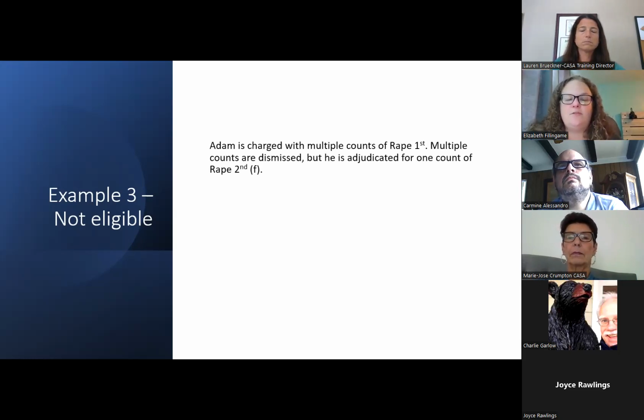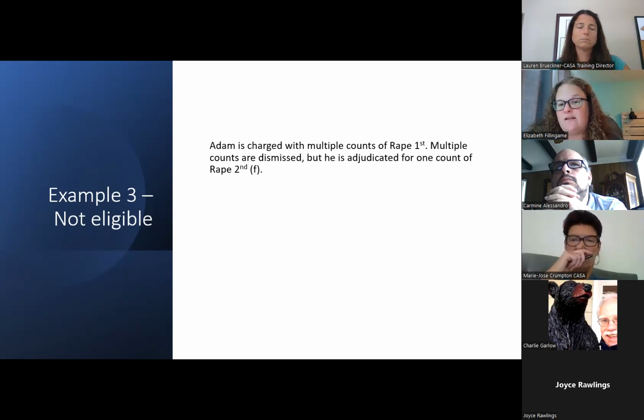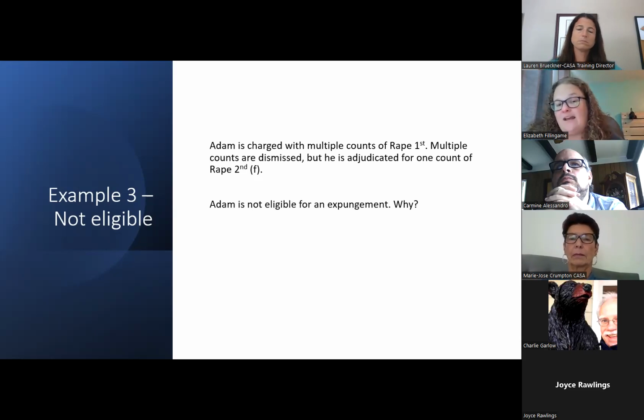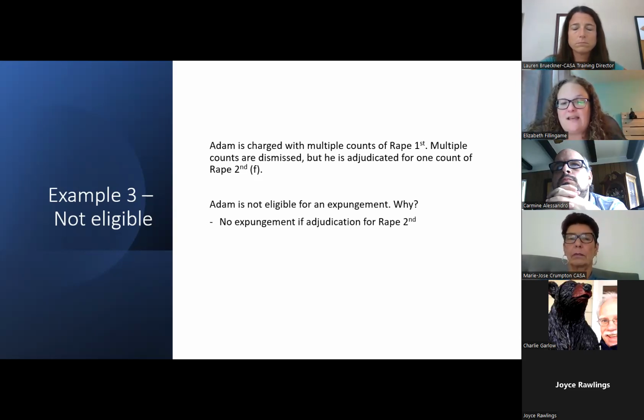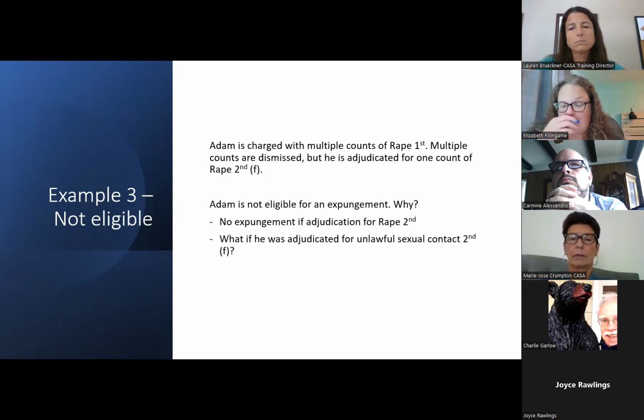All right, so example 3, a youth is not eligible. So Adam is charged with multiple counts of rape first. Multiple counts are dismissed, but ultimately he is adjudicated for 1 count of rape second, which is a felony. Adam is not eligible for an expungement at all. Why? Because that was on our exhaustive list, right? That rape second. So no expungement, because he was adjudicated for that particular charge.